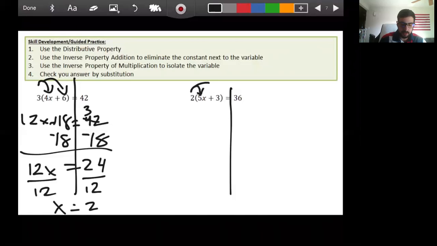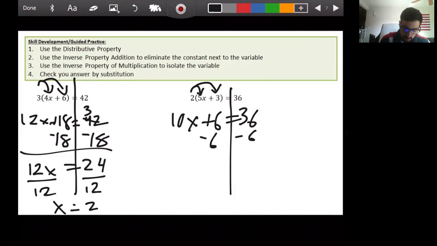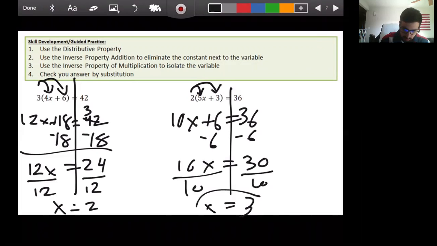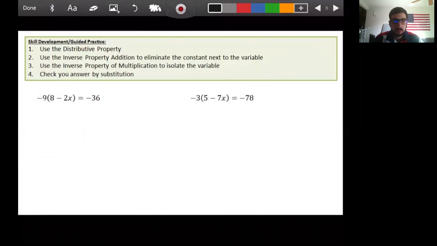Distribute, we need to multiply. Multiply, we're not multiplying to the 36, only to the numbers right there in the parentheses. So we end up getting 10x plus 6 is equal to 36. Subtract 6, subtract 6. 10x is equal to 30. Divide by 10, divide by 10. X is equal to 3. So you should have x is equal to 3. Moving on to our next one.